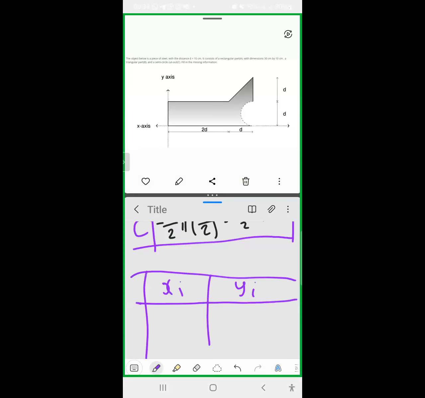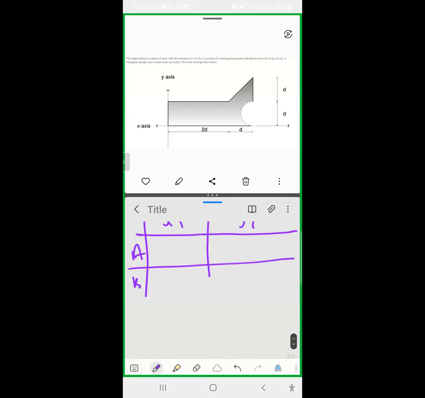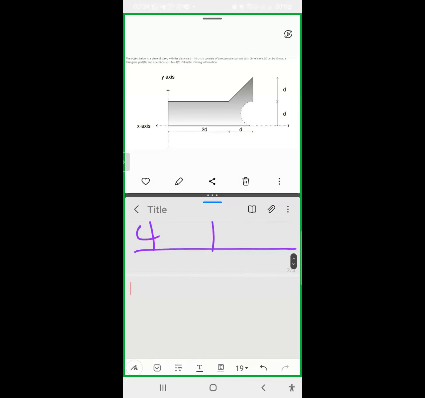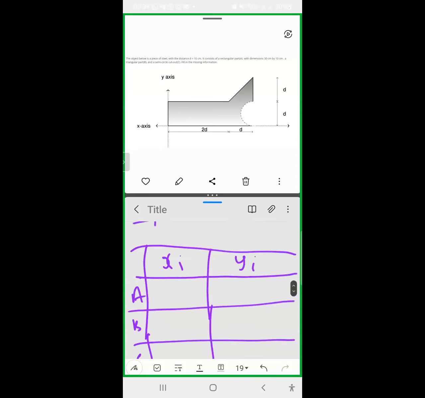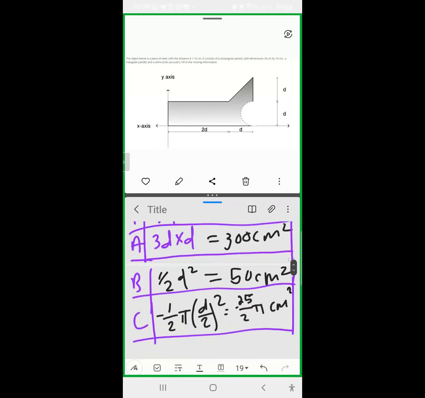We have object A, and then we have object B, and object C as well. So let's go ahead and find those x and y coordinates of the center of mass for each shape. The first shape, which is the rectangular part, both the x and the y coordinates of the center of mass, we find them by half of the length.